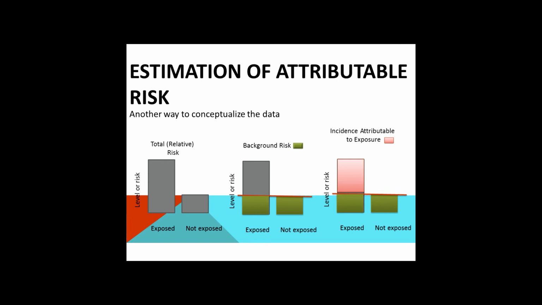So another way of looking at it, this is a graphical representation, and I think that you're able to see that it looks like your relative risk looks much bigger than your attributable risk, because you have to basically subtract this out of your data set.